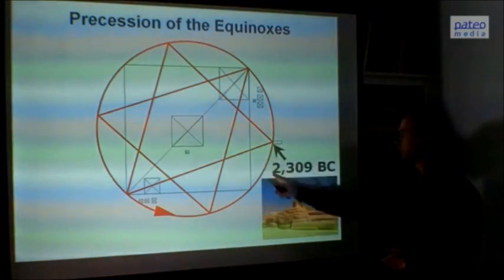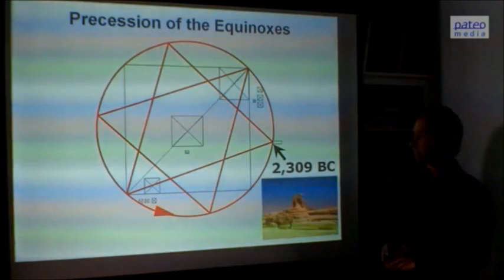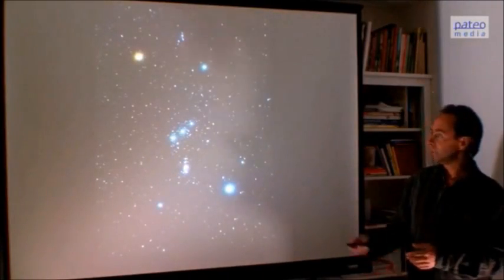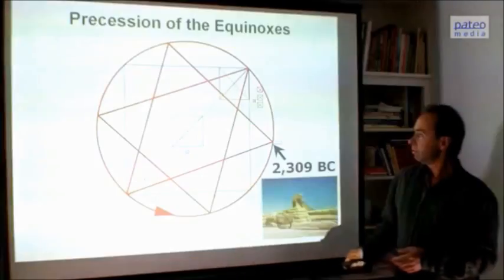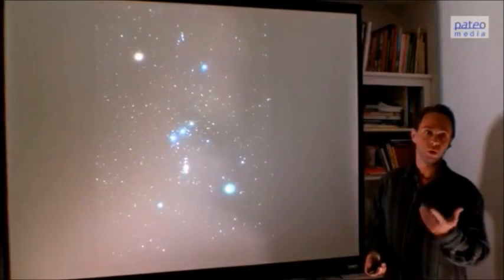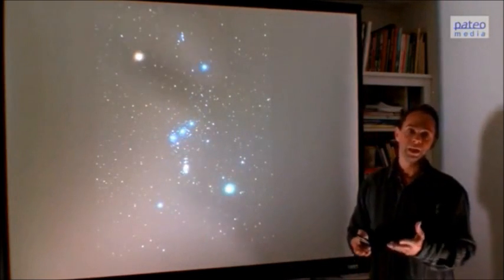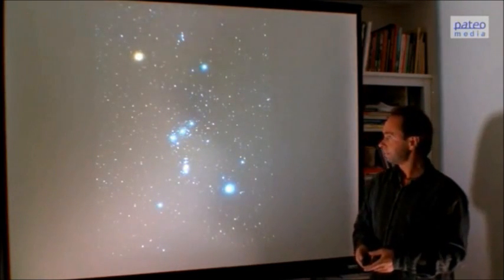So we know that this moment is nearly 2300 BC. We just go back in time. We'll do that later. These three pyramids represent, everybody knows that because of the work of Robert Bauval, the stars in the belly, in the belt of Orion.